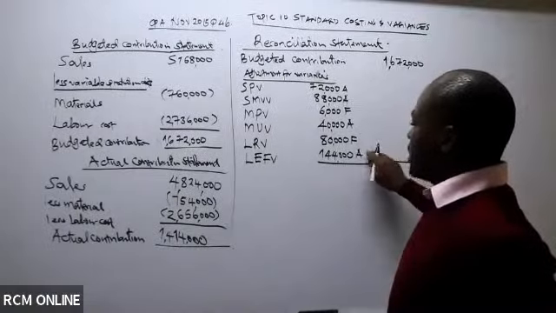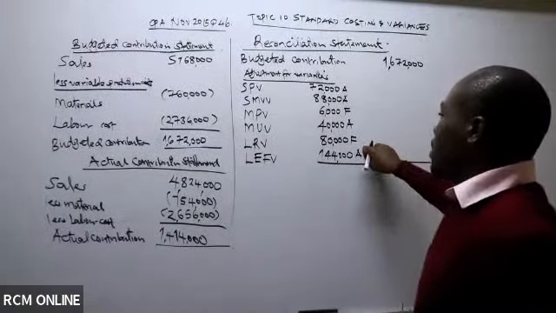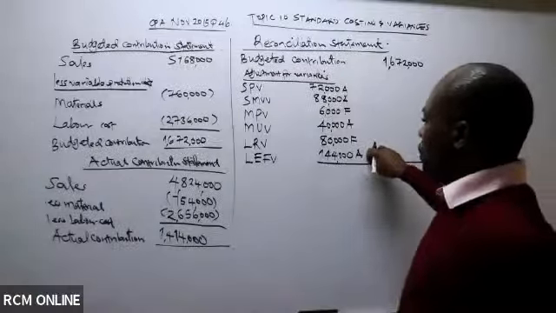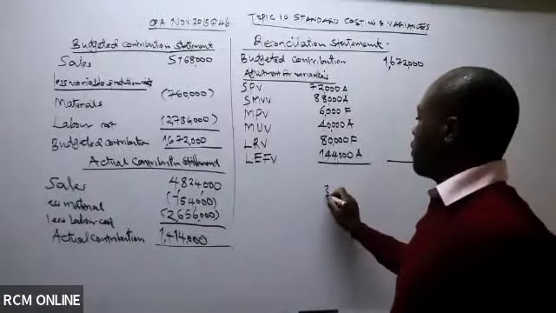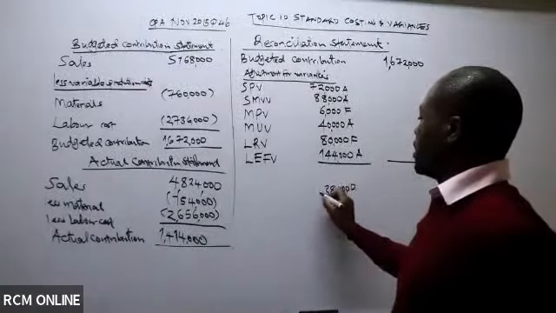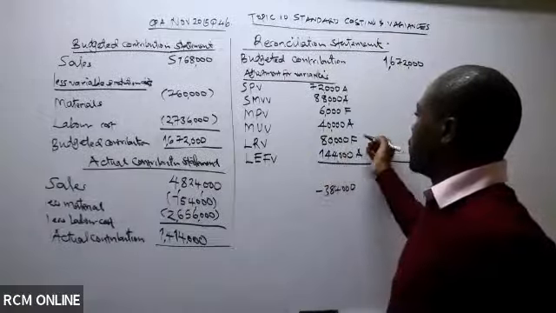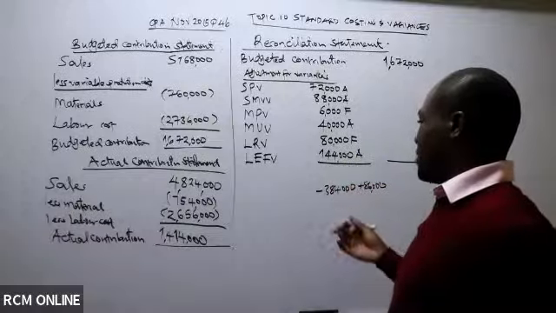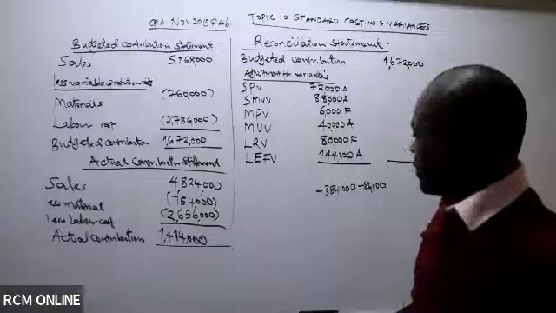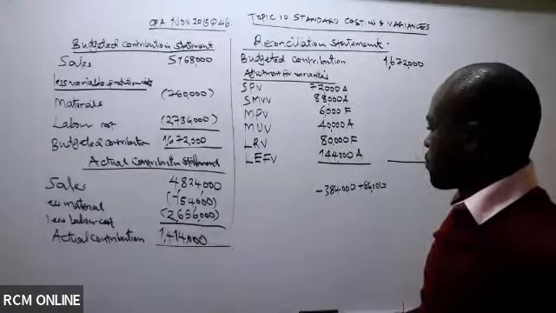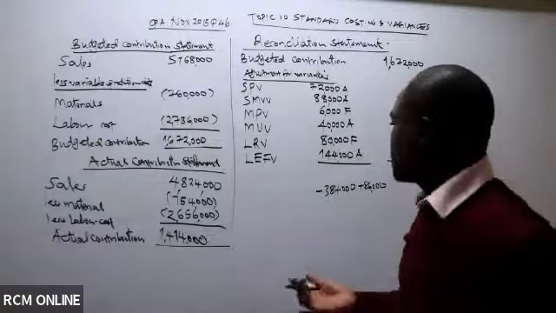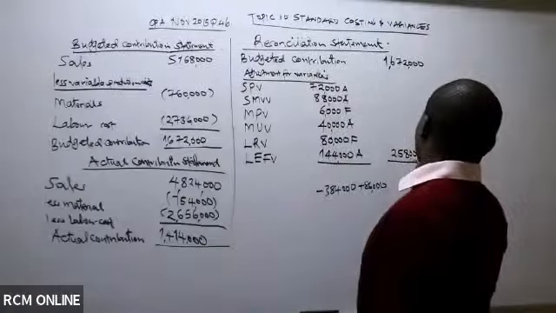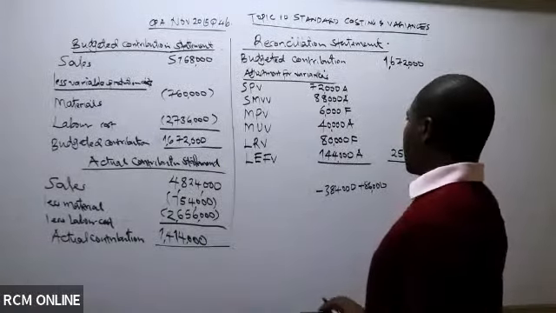200 negative plus this will give us something like 140, 180, 384. That's adverse, right? Then we add a positive, we only have 86,000. It must just be 200 and something. 258,000. So we have 258,000 adverse. That's a negative.